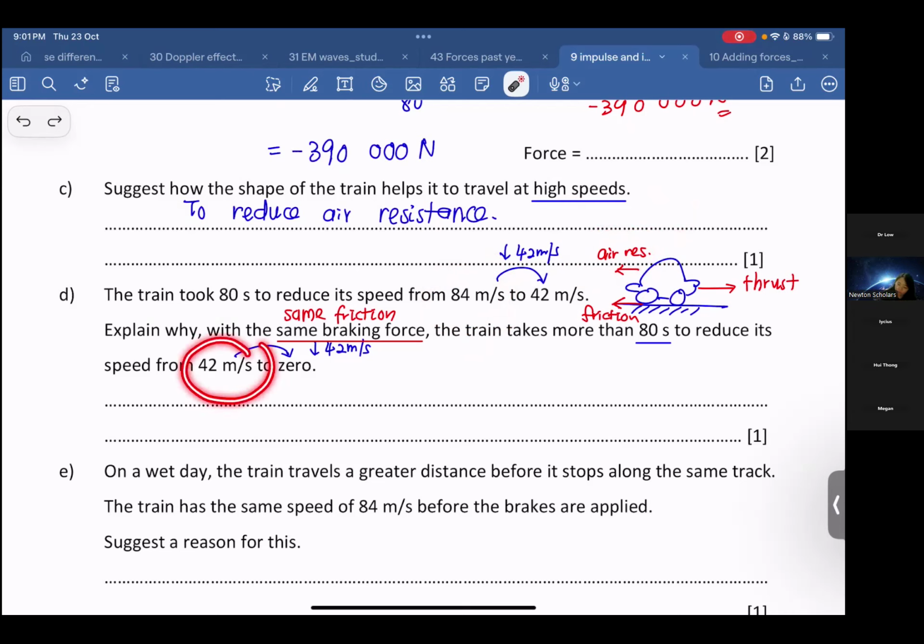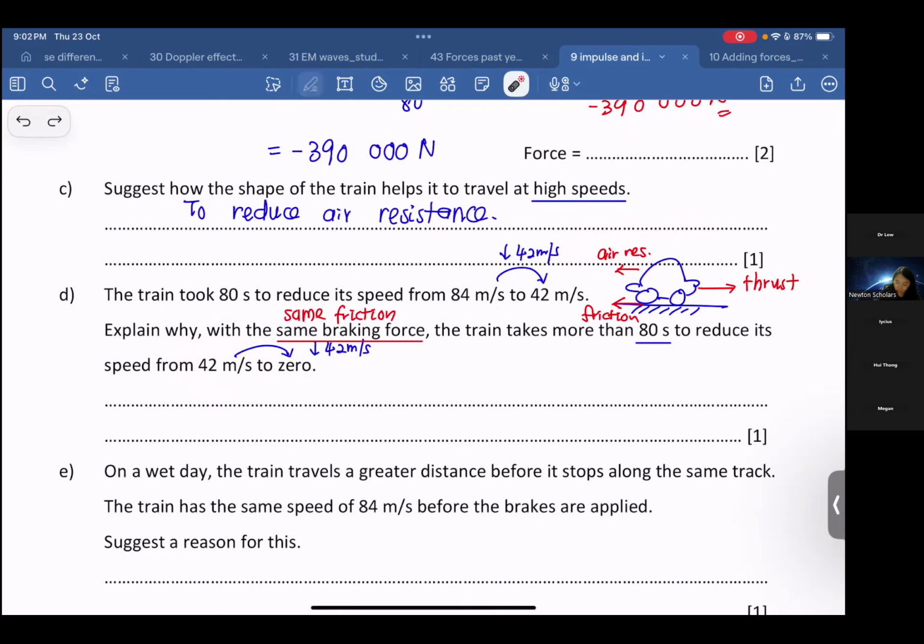But when you are at 42 meters per second, your speed is low, then your air resistance also decreases. When you are walking, can you feel the air resistance? Cannot. But when you are sitting in the car and you put your hand outside of your window, of course you cannot do that, it's so dangerous, but you can feel the air resistance. So at 42 meters per second, the speed already decreases. Speed decreases, air resistance decreases. Air resistance decreases, that means the force to oppose your motion also decreases. So it will need to take more than 80 seconds to slow it down.